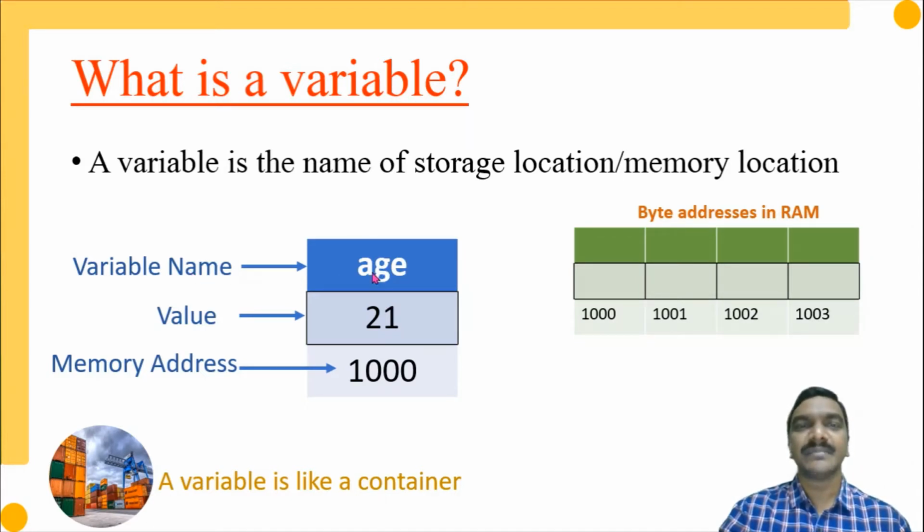So what is the variable name? Here variable name is age. Like that you can give any name to a variable, and this is the value, and this is address. So what's a variable? A variable is the name of storage location, and these are the containers. So a variable is like a container. So what does a container contain? Container contains some goods, right? Like that, here this memory location contains some number or character or string, like that. And when we give a name to this memory location, it becomes a variable.